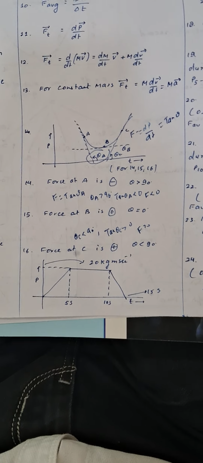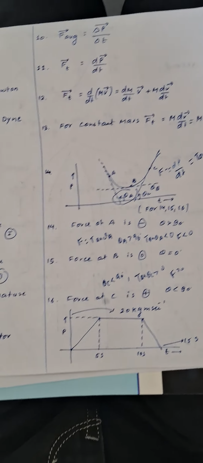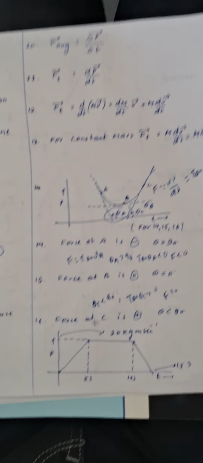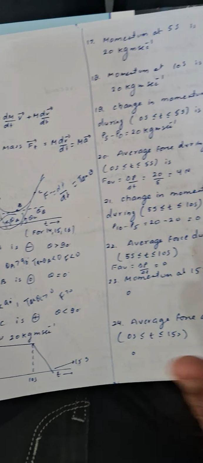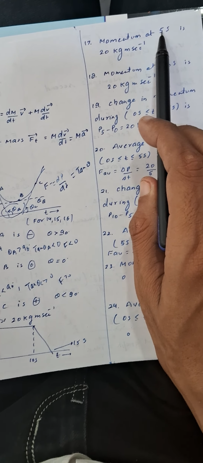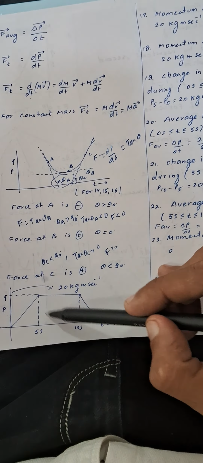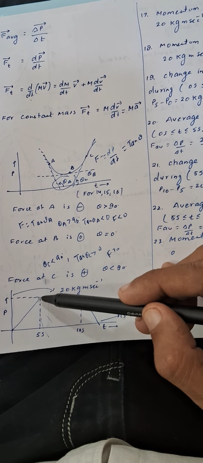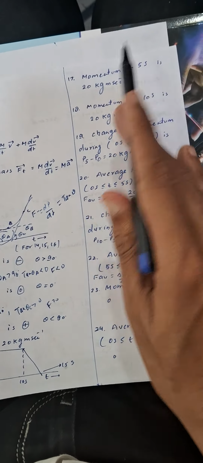Now we are given another numerical type of question. A momentum-time graph is given over here, and we just need to find what is the momentum at 5 seconds. As you can see in the graph, momentum at 5 seconds is this, which is 20 kg m/s.